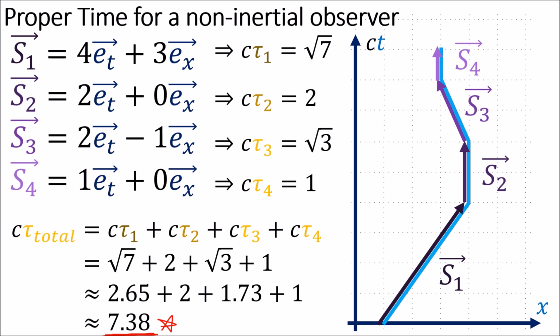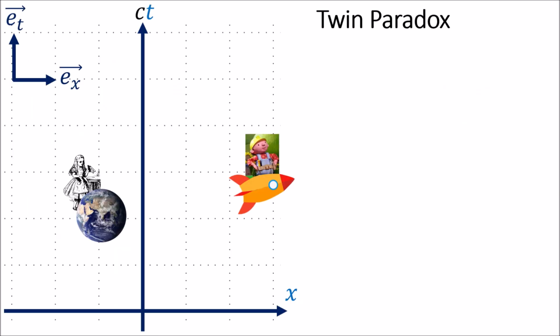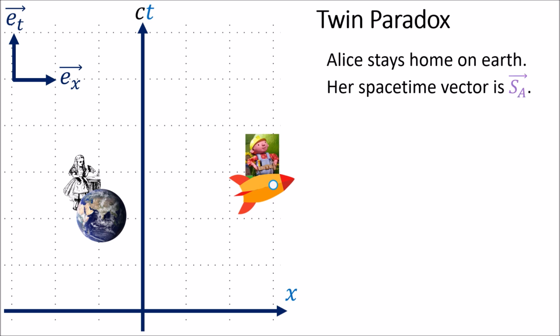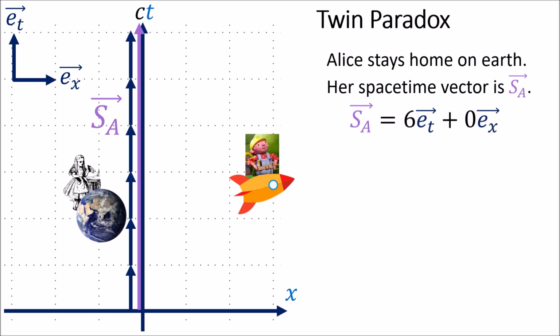So we've calculated the total proper time along this non-straight world line just by adding up the individual proper times for each segment. We can also apply this technique for our twins in the twin paradox scenario. Alice stays home on Earth, and so she has a straight vertical world line, which we can represent by the vector SA, which is 6 time units long and 0 space units long.